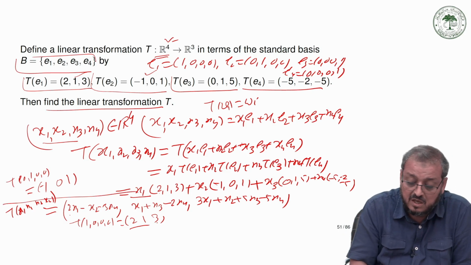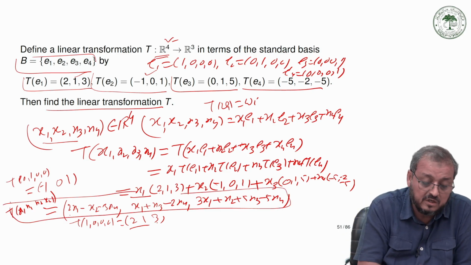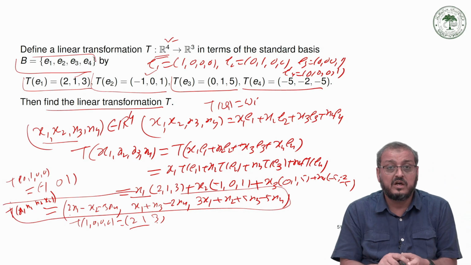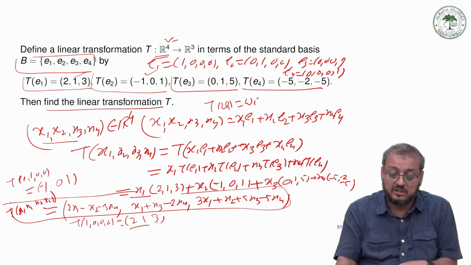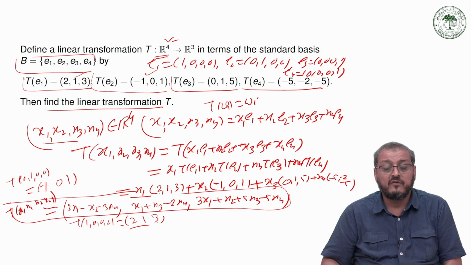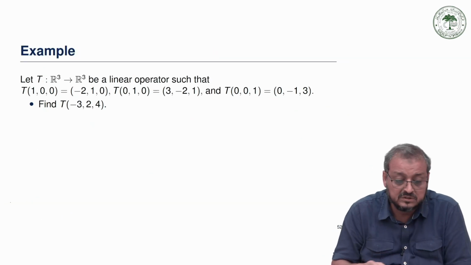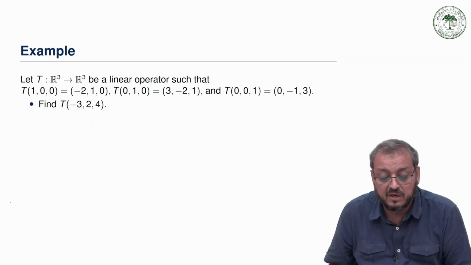So this is the general representation of a linear transformation. T of (x1, x2, x3, x4) can be represented in this form. Now we can check by this. Here is another problem, where we take a different case.